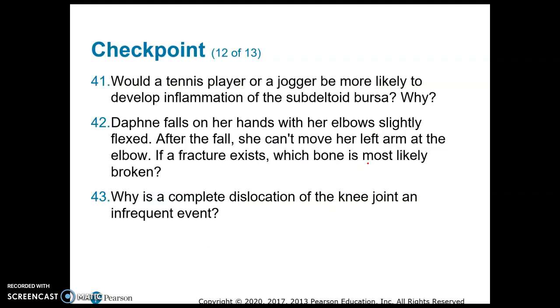Would a tennis player or a jogger be more likely to develop inflammation of the subdeltoid bursa? A tennis player, because the tennis player uses their shoulders more. And then Daphne falls on her hands with her elbows slightly flexed. After the fall, she can't move her left arm at the elbow. If a fracture exists, which bone is most likely broken?